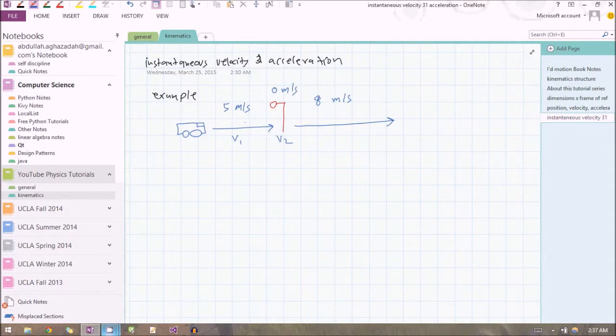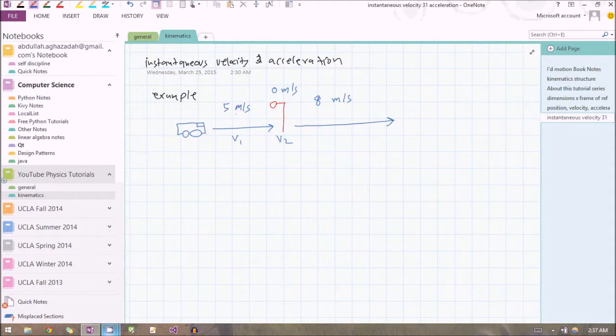So sometimes I'm interested in knowing your velocity at that instant. So right here, I want to know how fast you're traveling. In that case, it would be 5 meters per second. What if I wanted to know right here how fast you're traveling? Well, in that case, you're traveling 0 meters per second. Or right here, you're traveling 8 meters per second. So basically, the lesson to be learned here is that instantaneous velocity is not the same thing as average velocity.